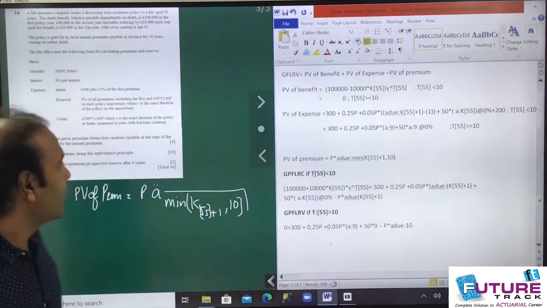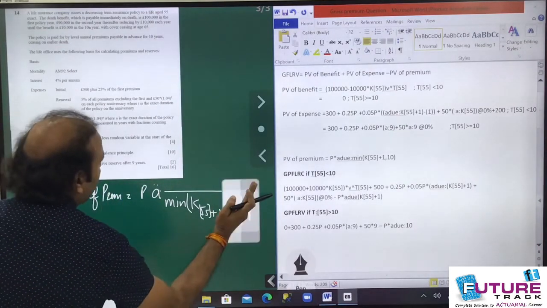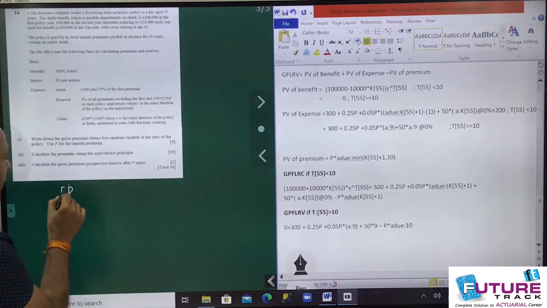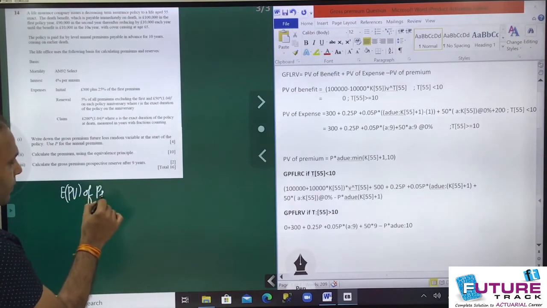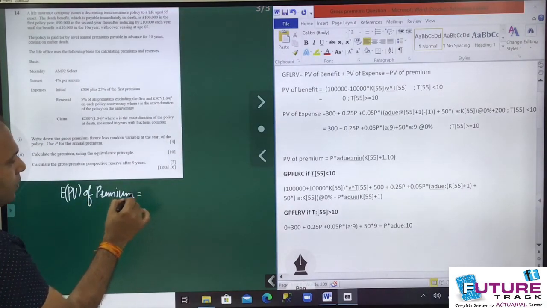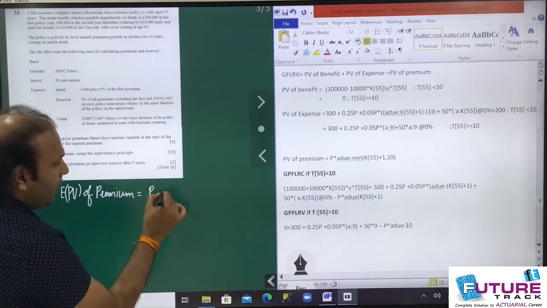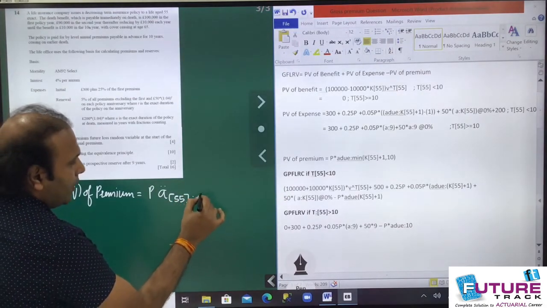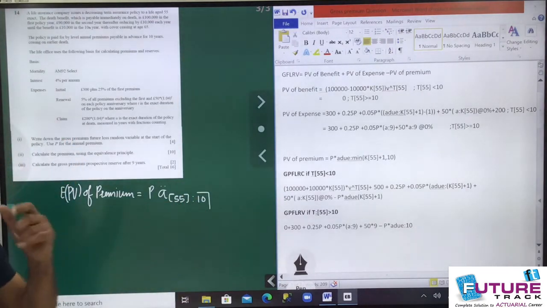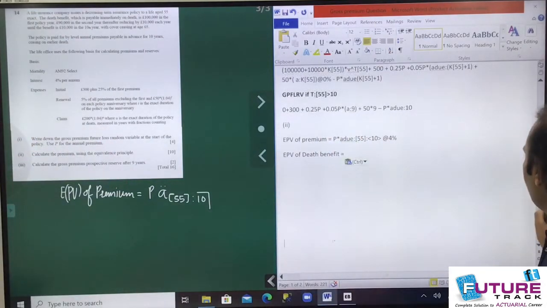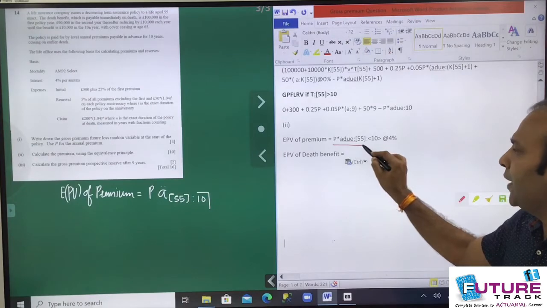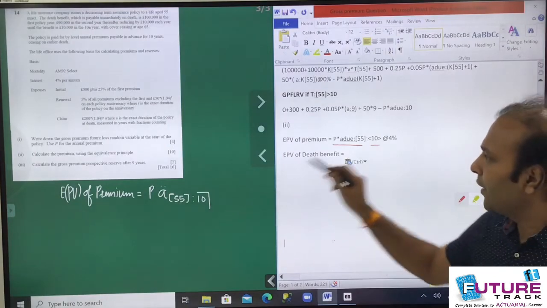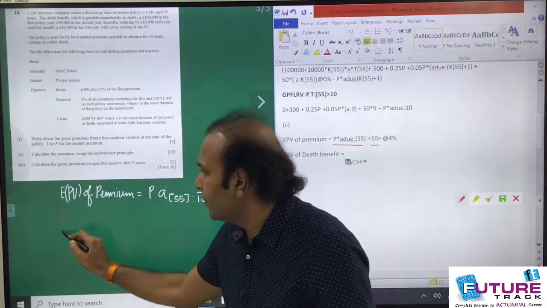Let's see the next part. Now we have to calculate the premium part. For this, let's see how to write. So after present value, now we have to first find EPV of premium. So what is my EPV of premium? It is P ä_select 55, 10, right? So let's see how to write in Word. We have already seen the notation of premium. It is P ä_55 double colon 10. So in this way we can write. Now what is EPV of benefit?